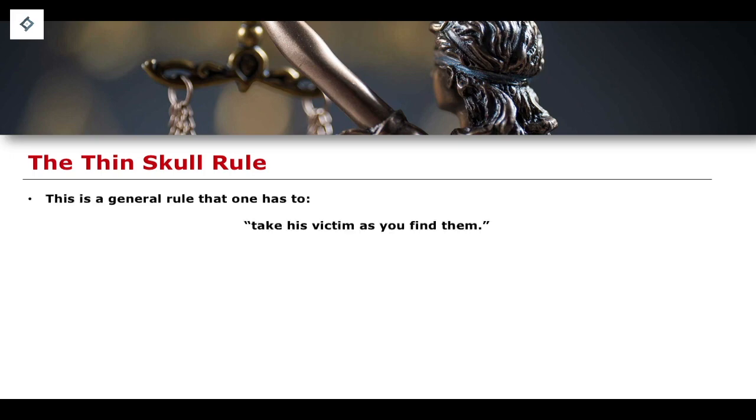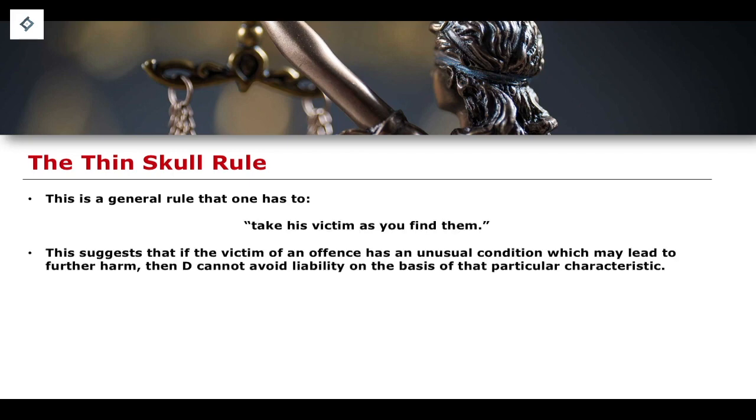Generally, this is the rule that states that you have to take the victim as you find them. What this essentially suggests is that if the victim of an offence has some unusual condition, which may lead to them suffering significantly more harm as a result of the actions of the defendant, the defendant cannot just avoid liability on the basis of that particular characteristic.